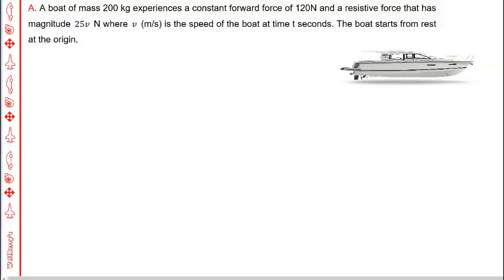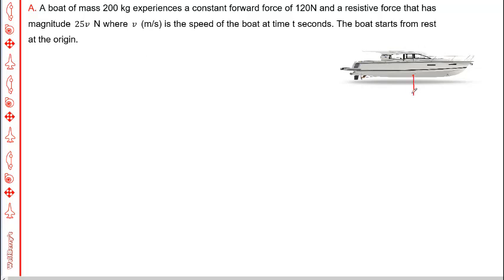So in this particular problem, we have a boat of mass 200 kilograms that's experiencing a constant forward force of 120 newtons and a resistive force of 25v newtons. Now, we're told that the boat starts from rest at the origin. So the first thing we're going to do is compile a free body diagram.